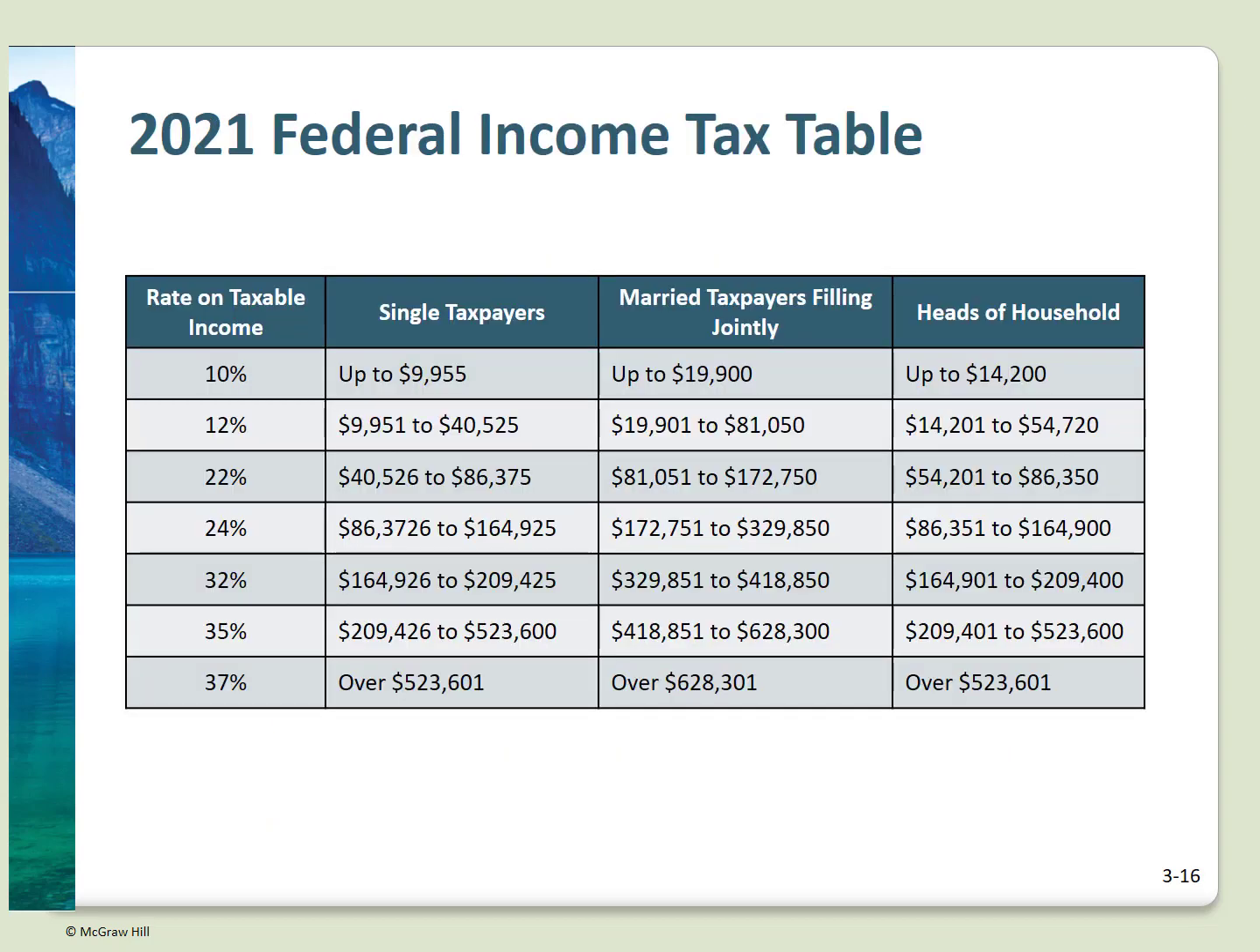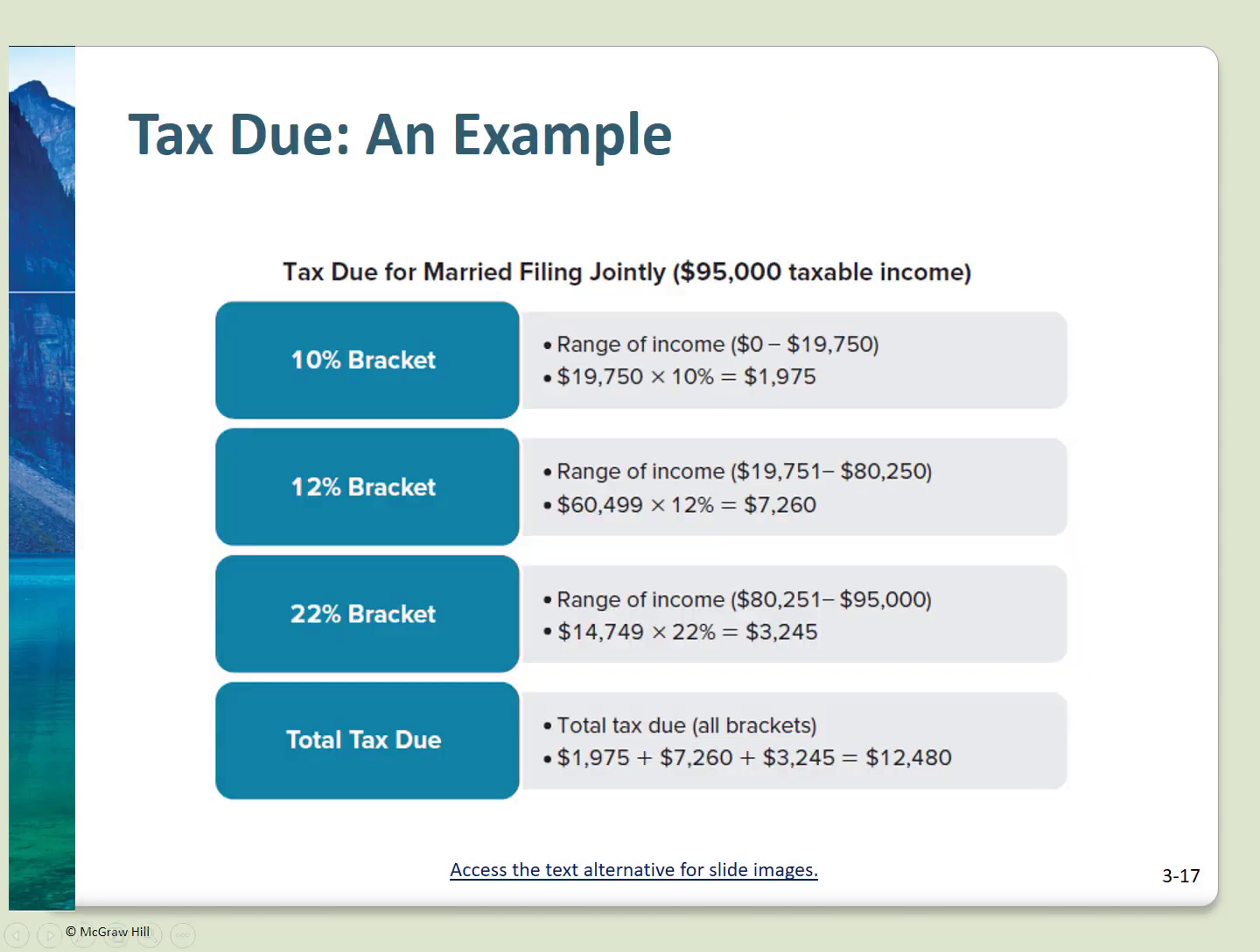Here are the 2021 tables in the text for single, married filing jointly, and head of household. And here's an example. If you're married filing jointly and have a taxable income of $95,000, you and your spouse are in the 22% tax bracket.